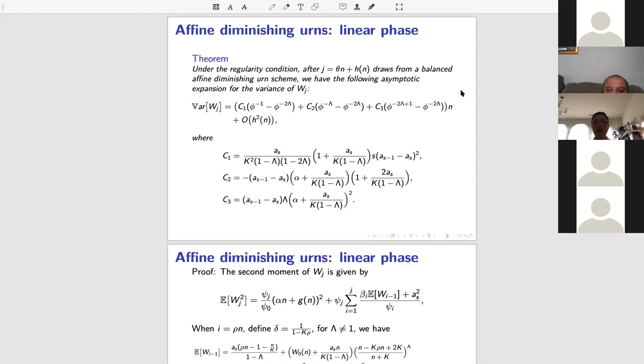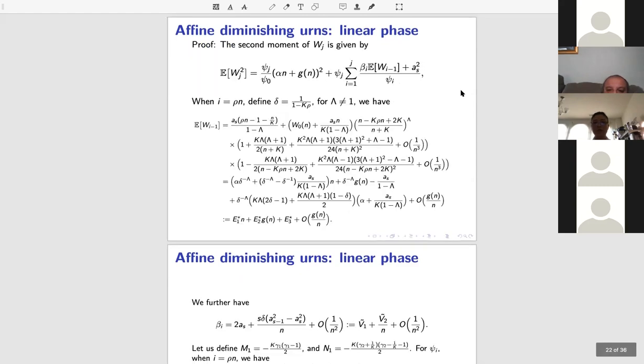And for this part, we will sketch a very brief proof. We get the asymptotic expansion for the variance if we have the asymptotic expansion for the second moment. So let's evaluate this second moment asymptotically. The part that is a little bit complex is the summation from I to j, because we have EWI minus 1 inside the sum.